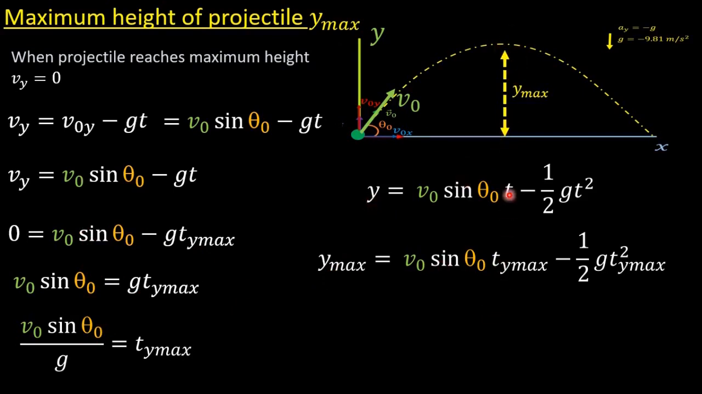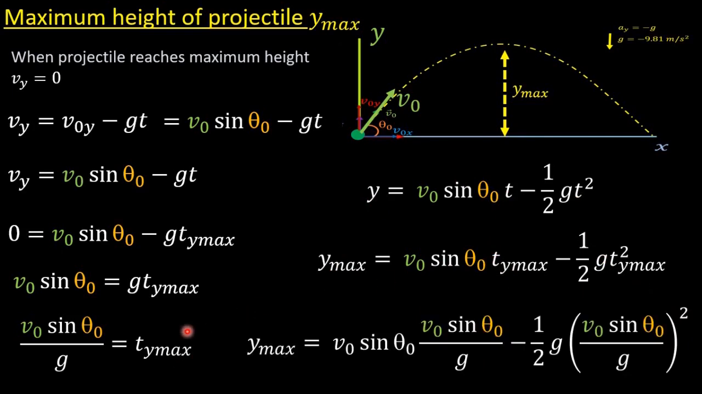And then I'm going to rewrite t there as t sub y max, and this t there as t sub y max, okay, because this time and this time are going to be the same. And then if I substitute t sub y max into here and here, I end up with this.